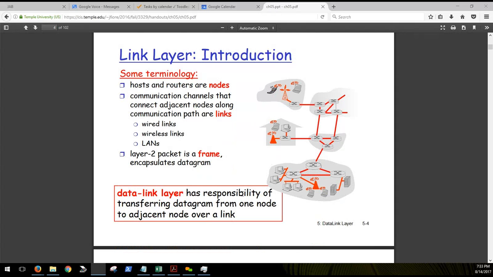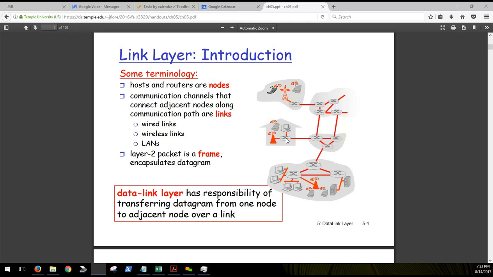So here, do you see right here? I've got a PC and then a router. The PC is a node, the router is a node, and there's a connection between the PC and the router, and that is our link, or one of the links.